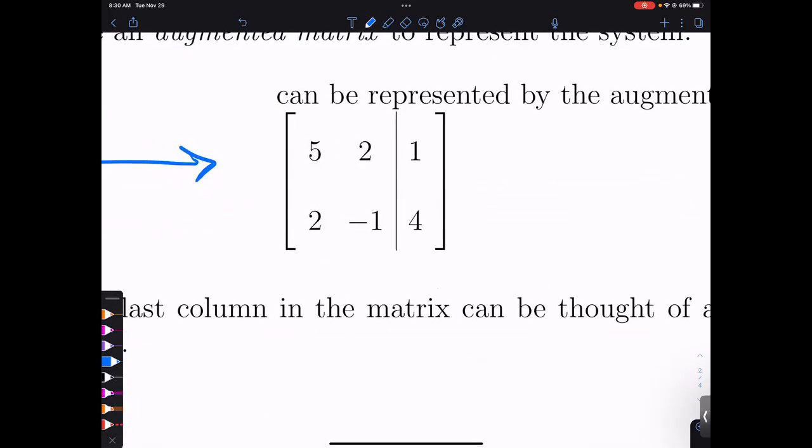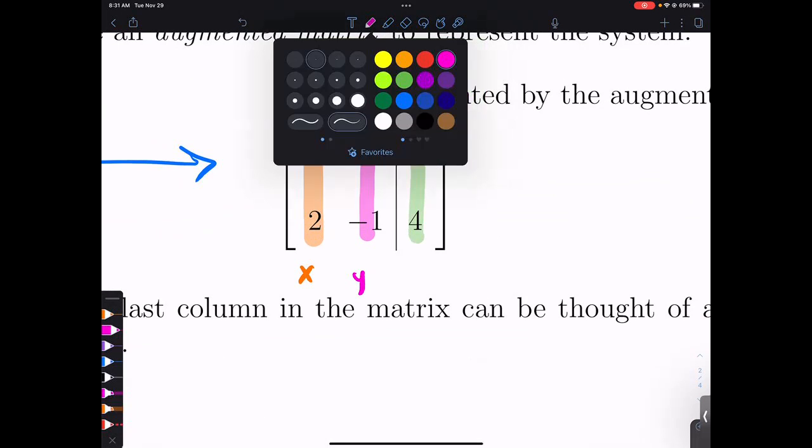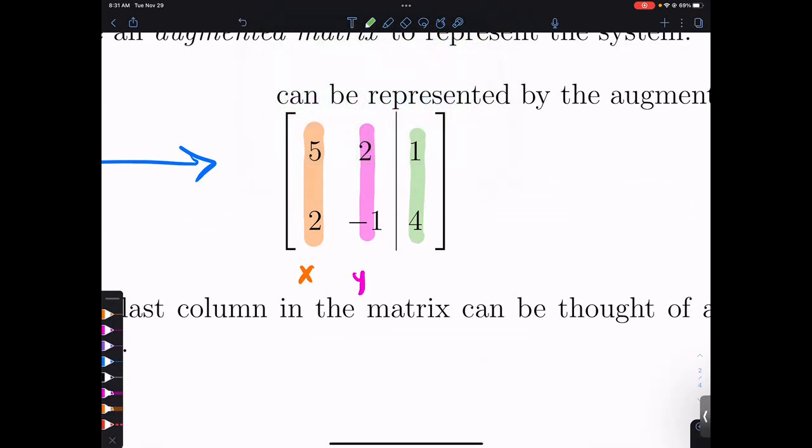What we've done here is line things up so that this column represents the X terms, and this column represents the Y terms, and this column represents the right-hand side, right? So think of the line as being the equal sign, and then this is the right-hand side, which I'm going to start just writing RHS for because I don't want to write all that.